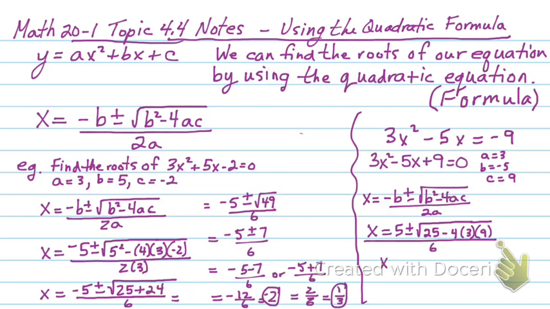Now we're going to have a problem here, because when we simplify what's underneath the square root sign, we're going to end up with a negative number. You're going to get 5 plus or minus the square root of negative 83, over 6. Therefore, if we have an answer with a negative square root, that tells us that there are no real roots.